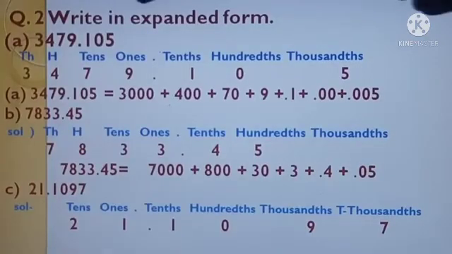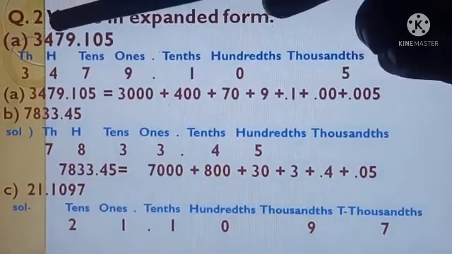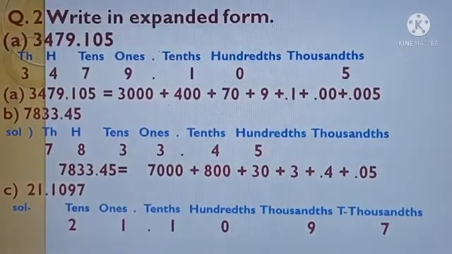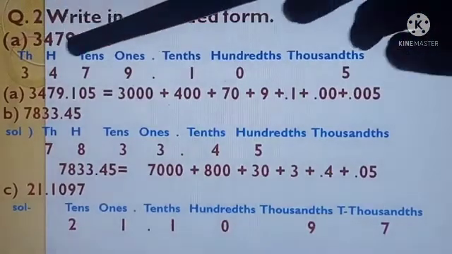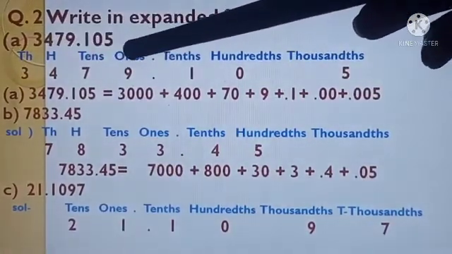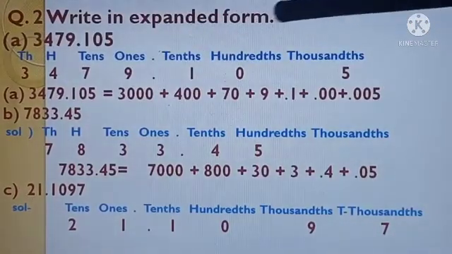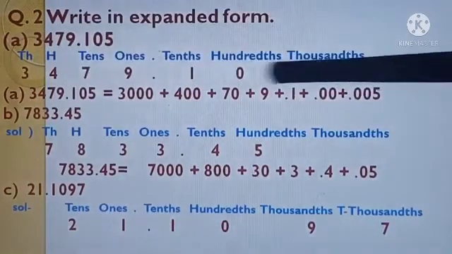Now question number 2, write in expanded form. Expand means to open. We have to write all these numbers with their place values. 3479 decimal 105. So if we are writing the places, whole number part is 3479. So ones, tens, 100, 1000, then decimal 10th, 100th, 1000th. So now we have written the given number.